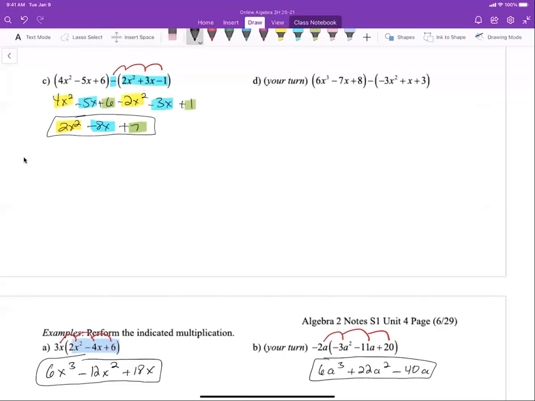Okay, how about try one yourself? Welcome back. Once again, this negative has to be distributed through the entire polynomial. We want to subtract this entire polynomial from the first polynomial. So you could rewrite that if you wanted to: 6x cubed minus 7x plus 8 plus 3x squared minus x minus 3.